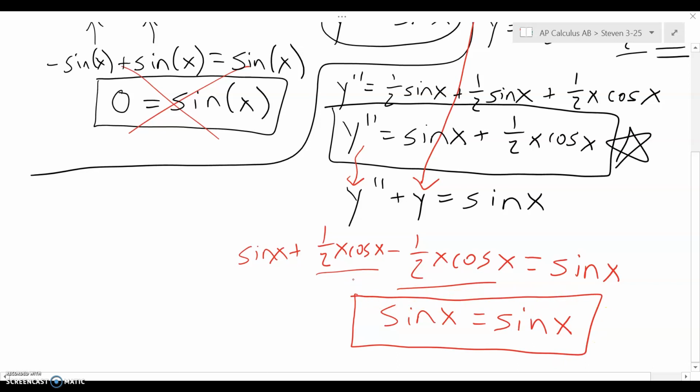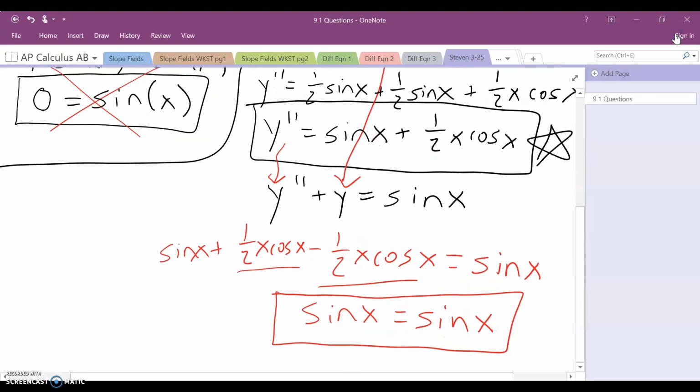So that's the first of two questions that Steven asked, and I'm going to minimize this and jump to the next screen.